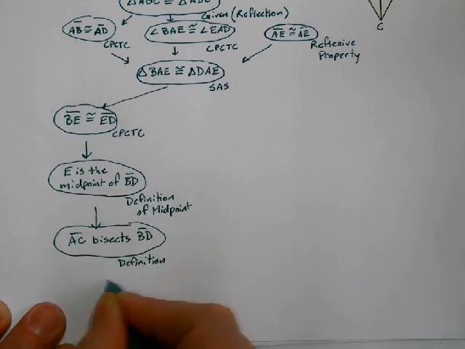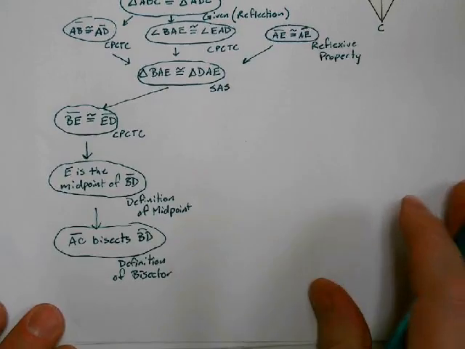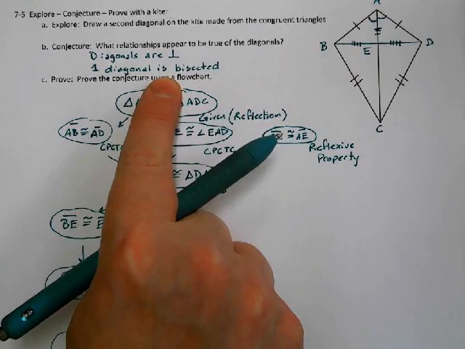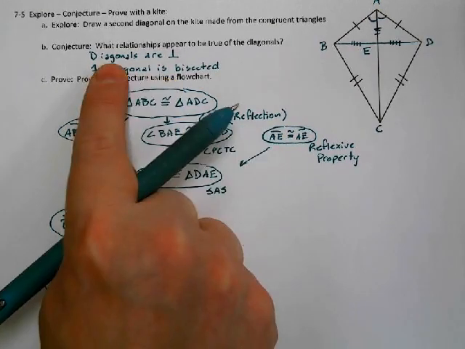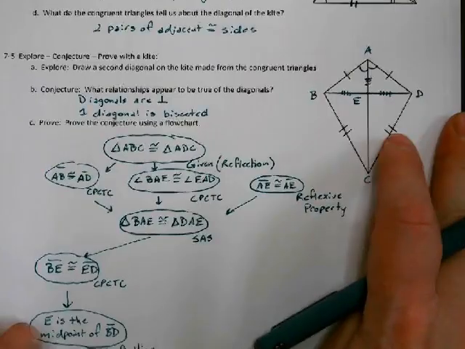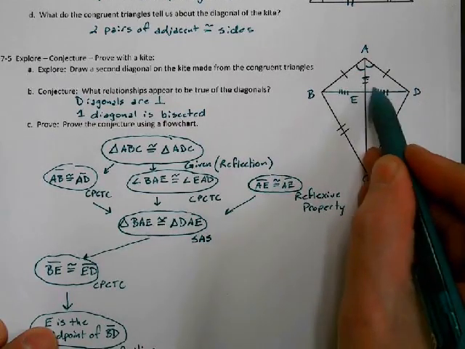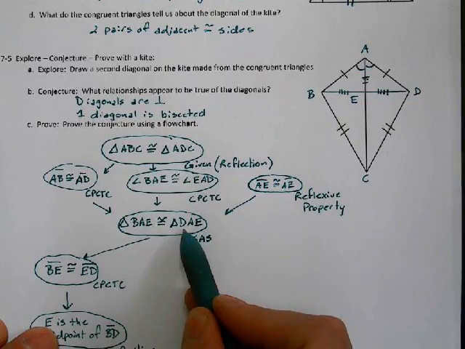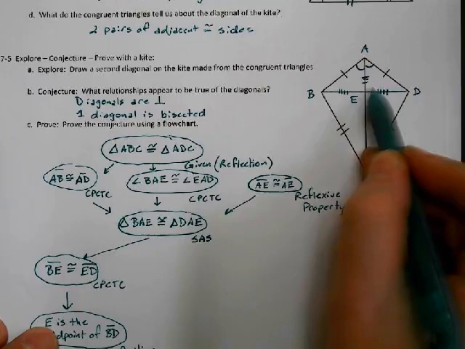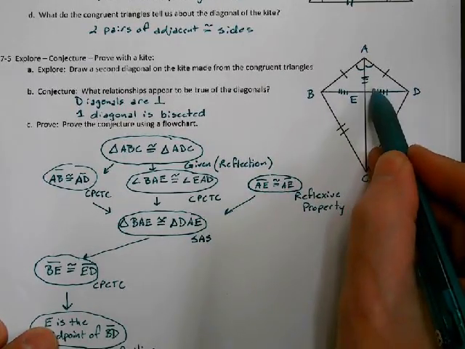All right, so we have just proven our conjecture that one of the diagonals is bisected. Now we have to prove that the diagonals are perpendicular to each other. Here's my plan for that. I know that this is a straight line. Since we just got done proving these two triangles are congruent, I know that these two angles are the same. If they're the same, and this is a straight line which is 180 degrees, they both have to be 90. Therefore, these two lines are perpendicular to each other. Sounds like a lot. It's not that bad.